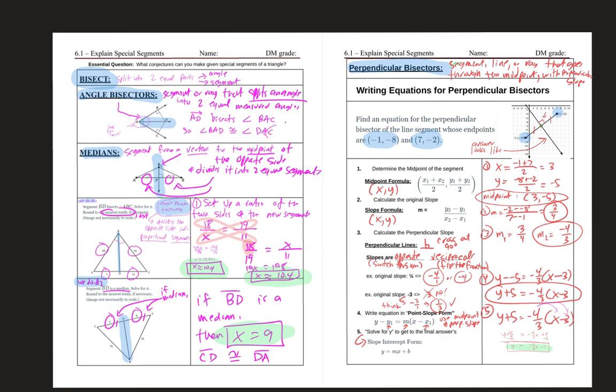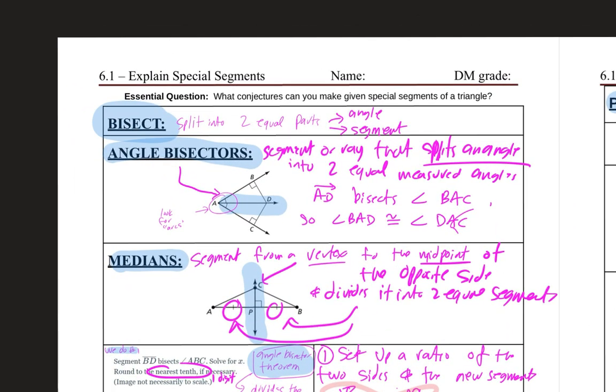Okay, so we need to remember, of course, that bisect means to split into two equal parts, right? And we could be bisecting an angle or we could be bisecting a segment. So with an angle bisector, it's going to bisect an angle. So it's going to cut this angle, BAC, into two equal angles. And you see they have one arc on each one, right? So it bisects it into BAD and DAC.